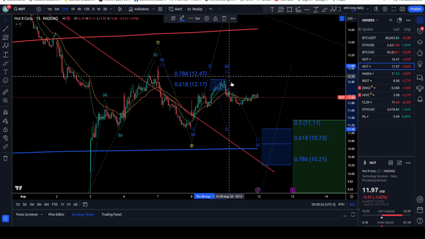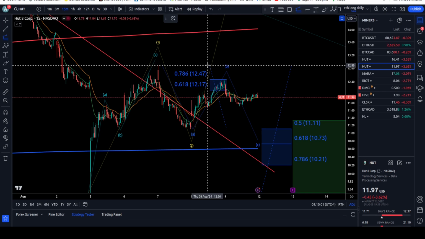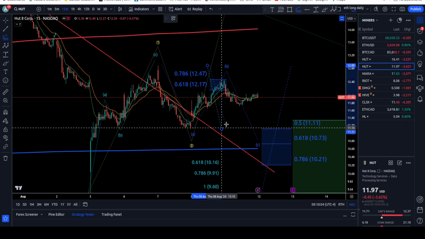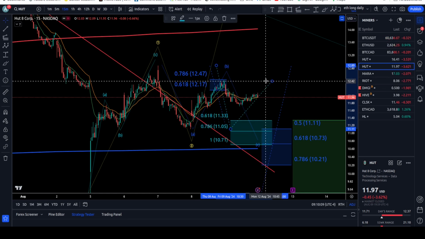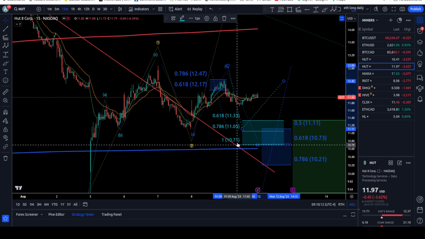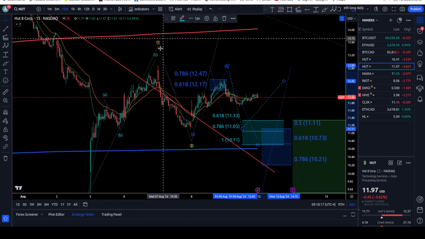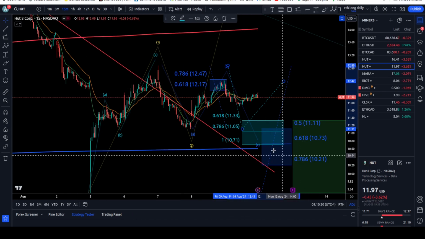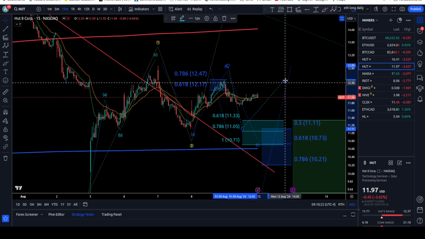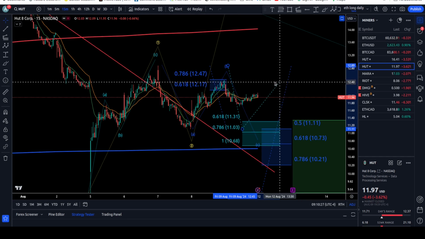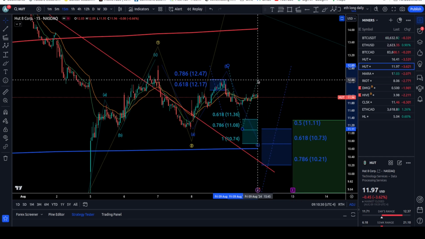Okay, so A, B, and so if that is the case, let's go and measure the ideal target for the wave C. One-to-one ratio would be pretty much the 0.618 for the ABC, wave 2, bigger wave 2. So it's 1073 or 1071. Pretty neat, pretty close. Let's see if this count is going to work out. Let me shrink it a little bit so I can fit them both.